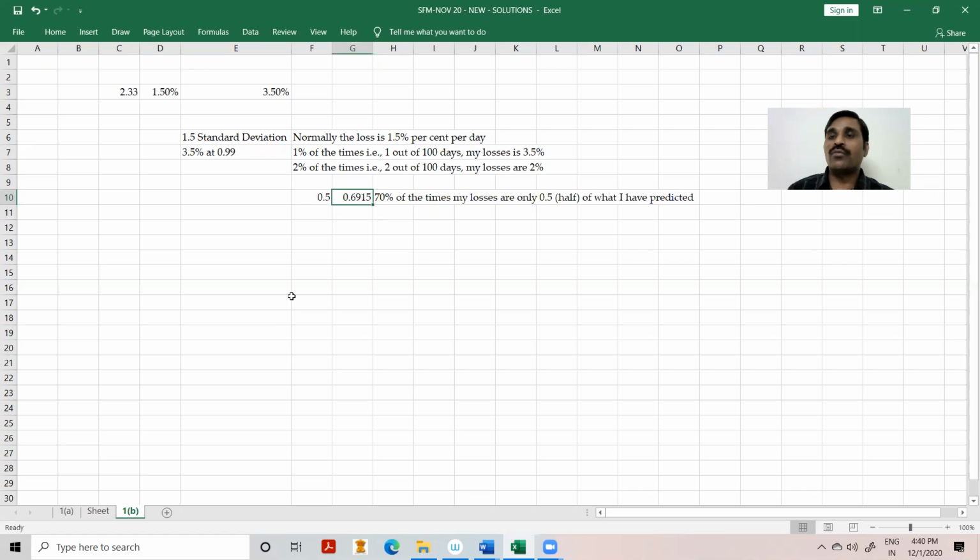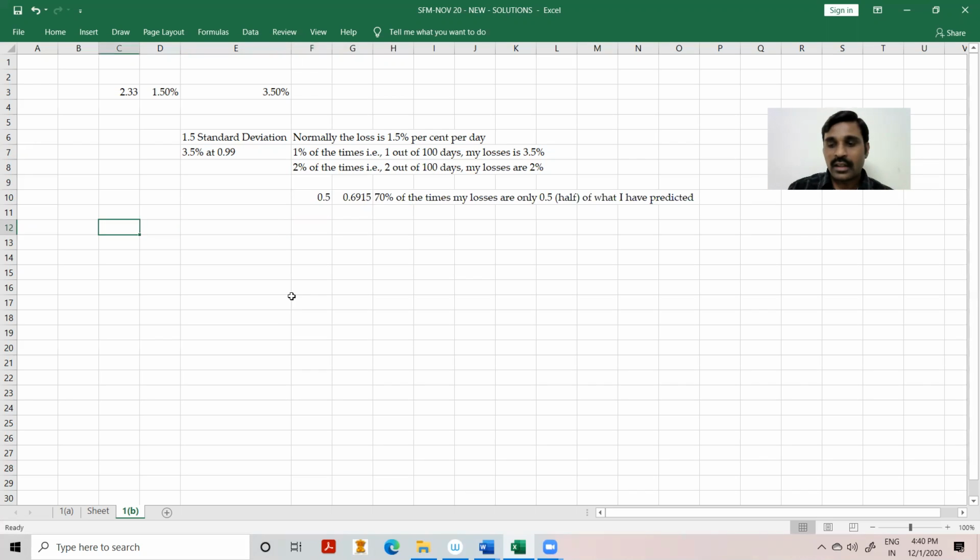70% means I have rounded off this 0.69. That means you can take 7 out of the past 10 question papers. 7 question papers were actually half as difficult as what I had predicted. Normally, we predict that a difficult question paper is one where 50% of the paper is not possible to attempt. So out of that, only half of it is realized.